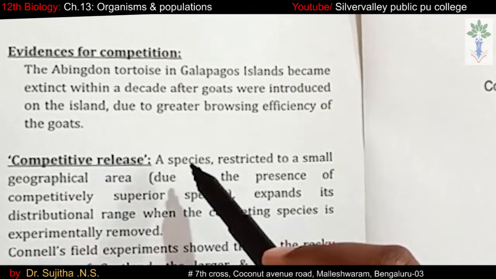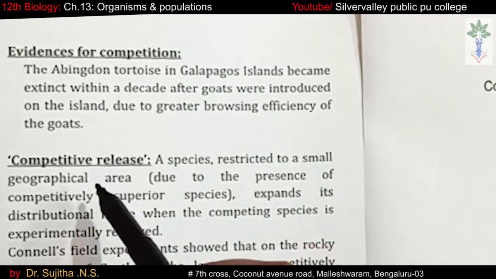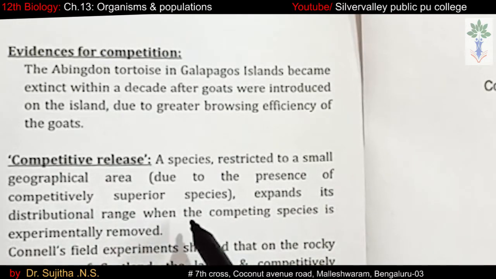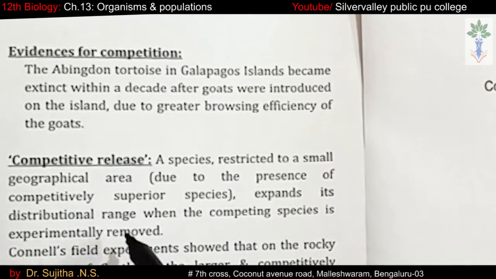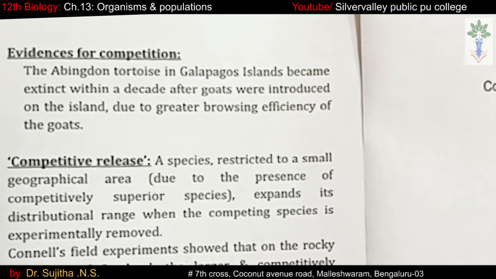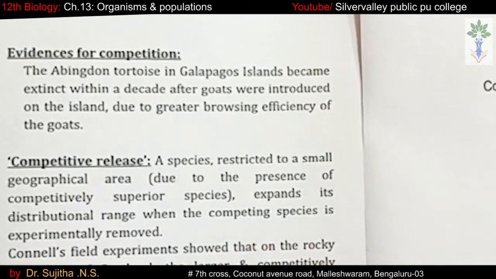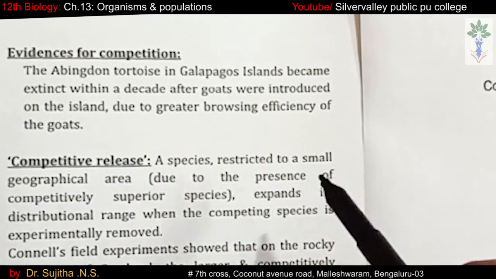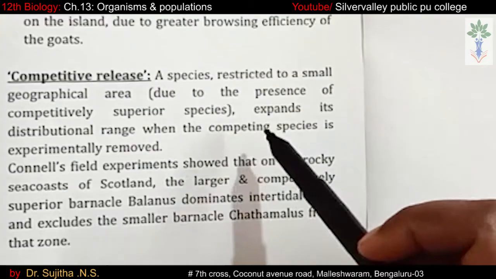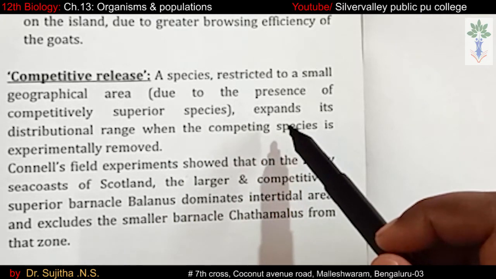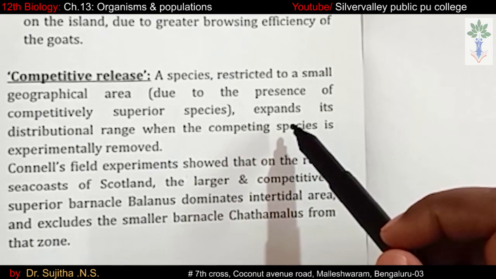Competitive release. A species restricted to a small geographical area expands its distributional range when a competing species is experimentally removed. That means to say, a species which was present in a very small geographical area increases its population when the competing species is removed from that particular area. Let us consider an example.